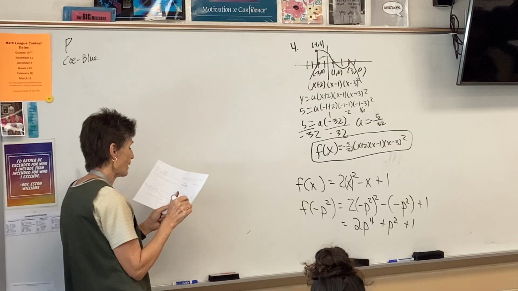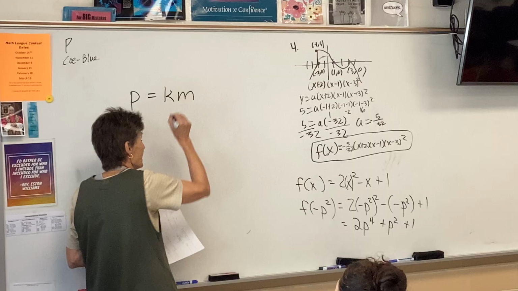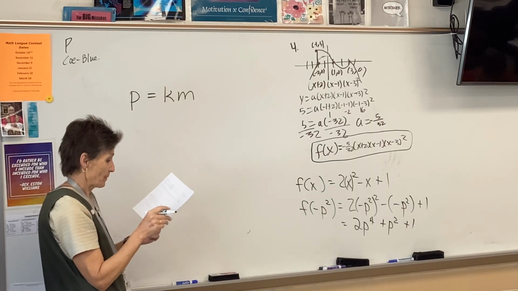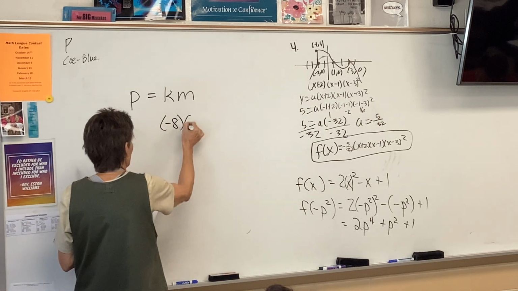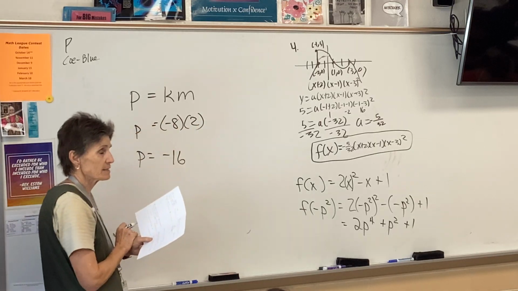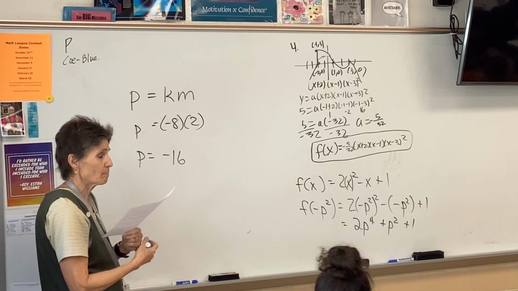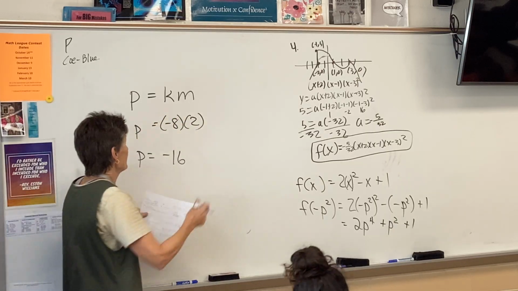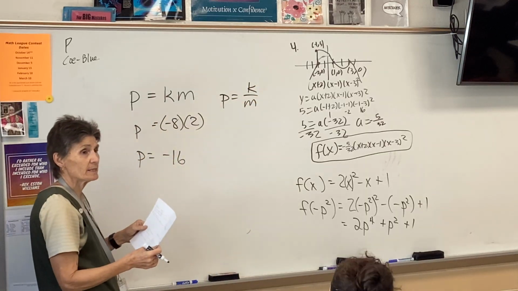All right, p varies directly as m. How does that look? P equals k times m. Oh, direct. k is -8, m is 2, so p is -16. That could not be easier, but you do have to remember that relationship, that's direct variation. This would be inverse variation, if they varied inversely.